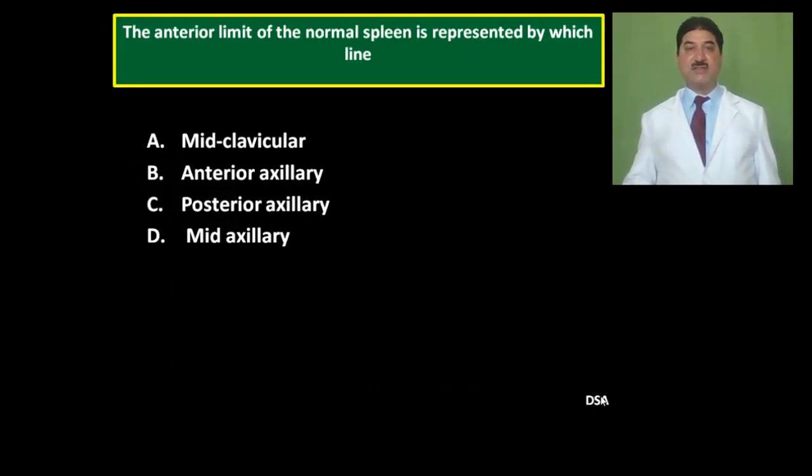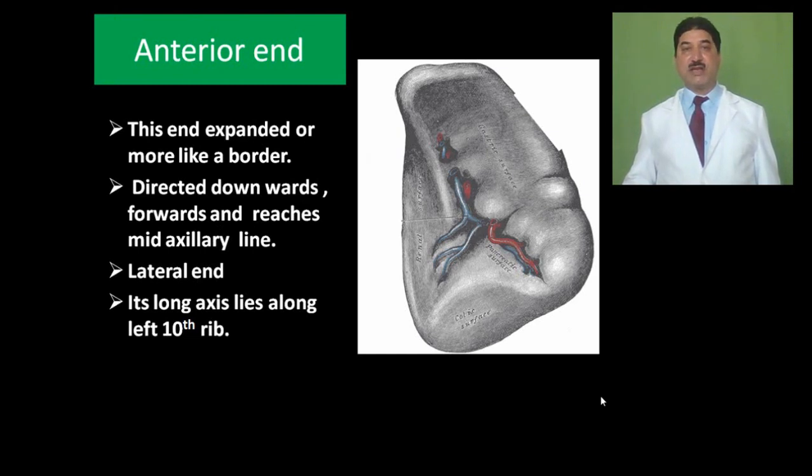The anterior limit of the normal spleen is represented by which line? Mid-clavicular, anterior axillary, posterior axillary, mid-axillary. Mid-axillary is the correct option. The anterior end of the spleen is more like a border. It is directed downwards, forwards, and reaches mid-axillary line. It is also called lateral end of the spleen.